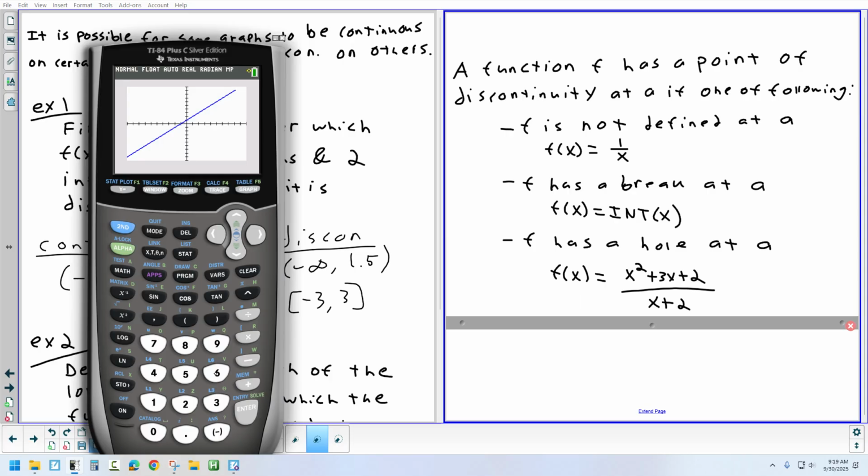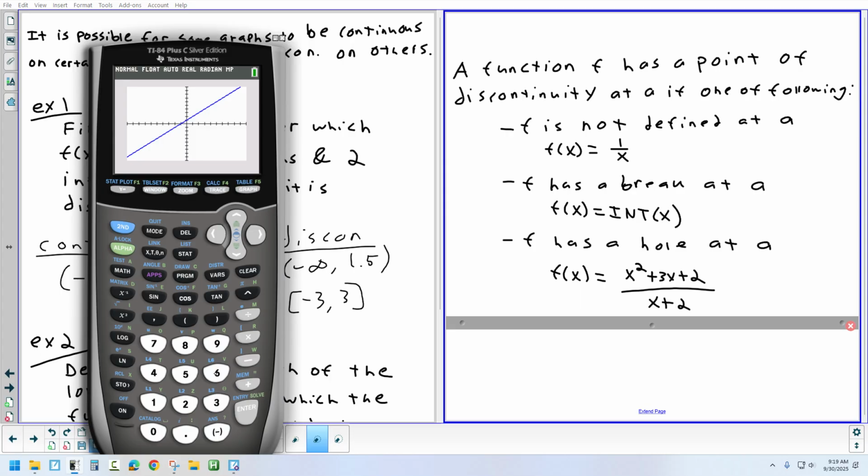Does it look like anything weird happened at -2? You think? No, it doesn't look like anything happened. And that's because a hole in a graph is infinitely small. So you can't see it when you graph it. Even if you zoom in, you can't see it.